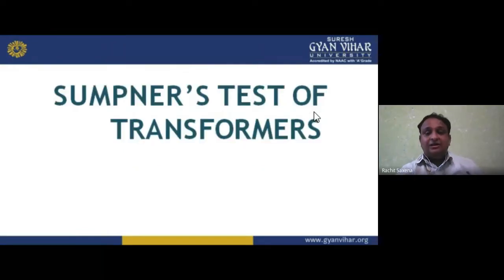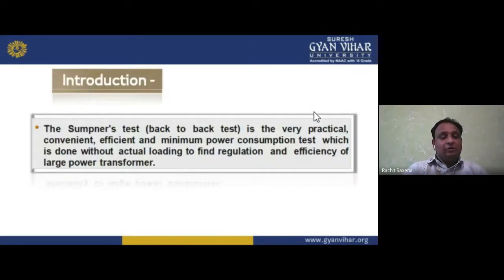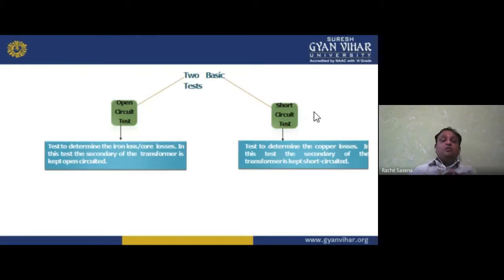I hope you understand. Now, Sumpner's test of transformers. What is it? The introduction is that the Sumpner test, the back-to-back test, is a very practical, convenient, efficient, and minimum power consumption test. In that test, it is practically convenient, the efficiency is very high, and the power consumption required is very low. It is done without actual loading to find the regulation and efficiency of a large power transformer. The disadvantage is that we are not having the loading on it. Okay, now basically we have two basic tests.